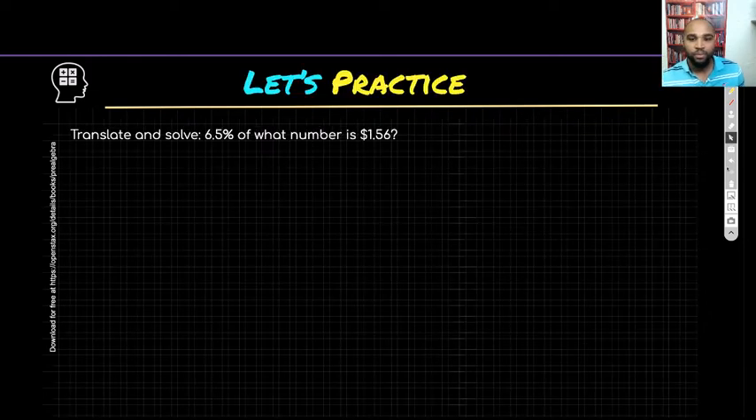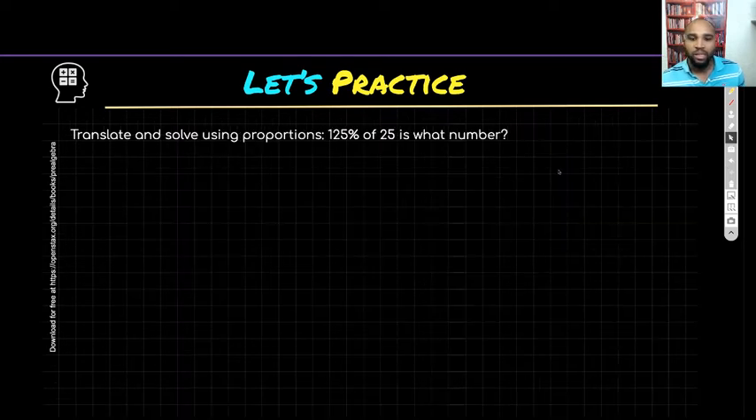Skip one? We want all our practice problems, so I don't want to skip that one. Especially this one, actually. This is a good one. Make sure you're practicing this before you work it with me, please. 125% of 25 is what?